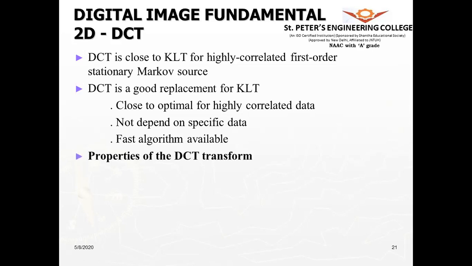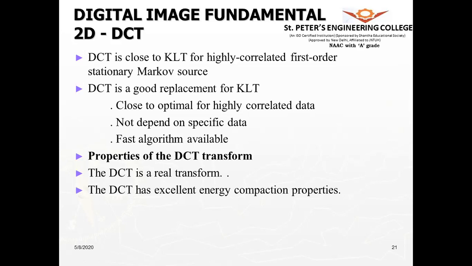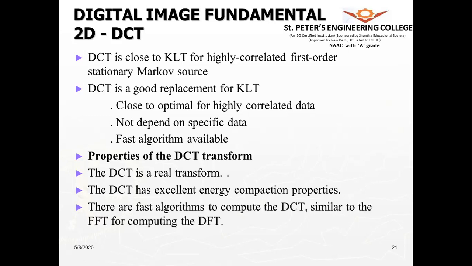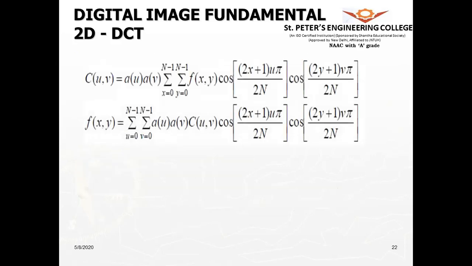So properties of the DCT transform: it is a real transform. The DCT has excellent energy compaction properties, and there are fast algorithms to compute DCT similar to the DFT, the FFT. The FFT is used for the DFT computation. Now, these are the forward and inverse equations to compute the DCT, where A is a parameter that can be calculated by using this for u equals 0 and for all other values of u.